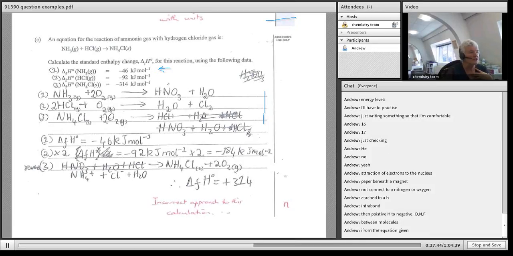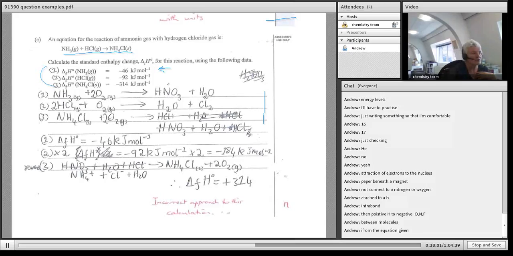Okay, from the equation given, that's just the final equation. That's the one you want to end up with. So that's your final equation. But you've got to convert these three into equations.